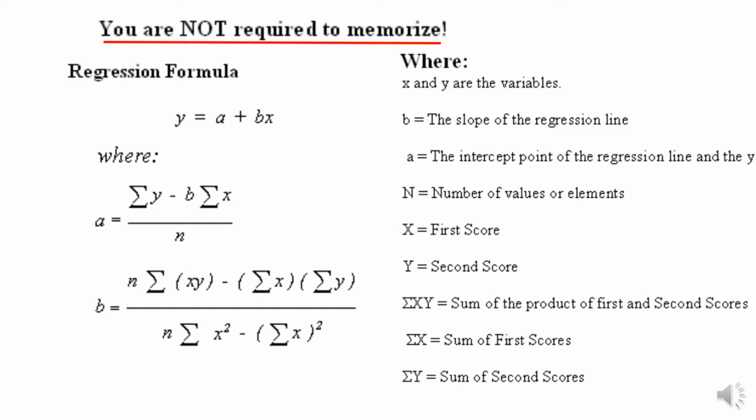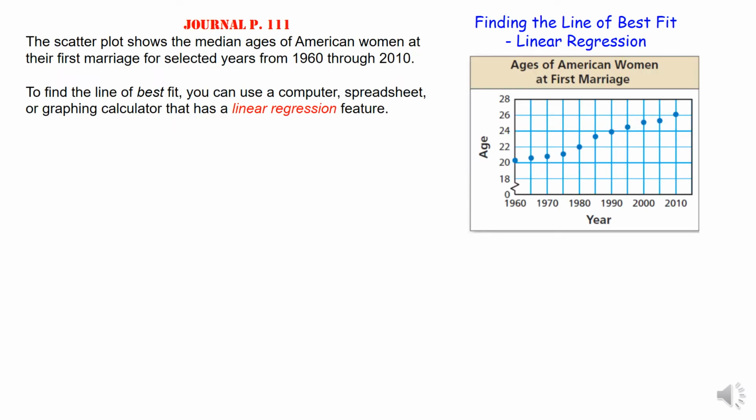Okay, so the scatter plot here shows the median age of American women at their first marriage for selected years from 1960 through 2010. To find the line of best fit, you can use a computer, spreadsheet, or graphing calculator that has a linear regression feature. So we are going to turn on our graphing calculators right now, and we'll be ready to figure this out.